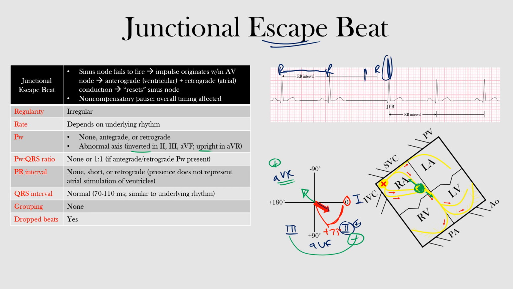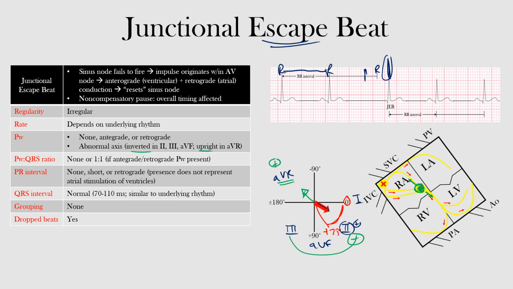Now because the normal pacer did not fire, we get a non-compensatory pause. The junctional beat will reset the pacemaker to a new timing cycle, and it may even be at a different rate. We call this a non-compensatory pause because the beat following the junctional escape beat does not compensate for it, and overall timing of the beats that follow are affected.